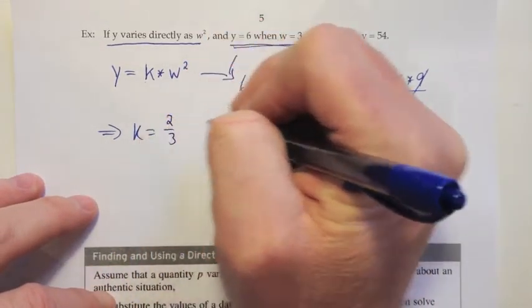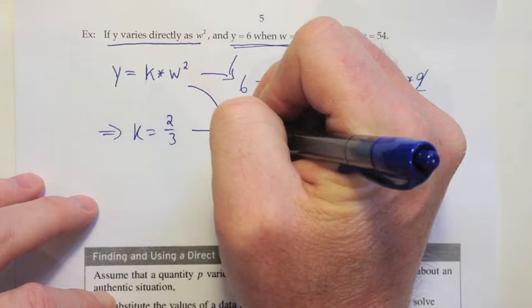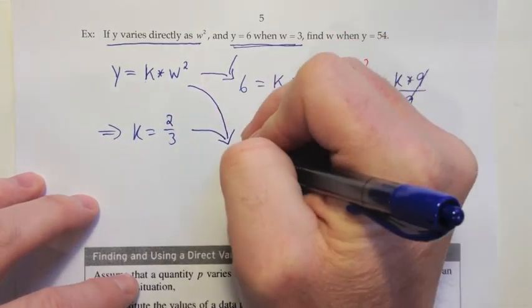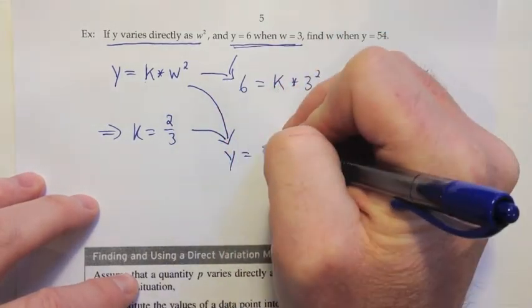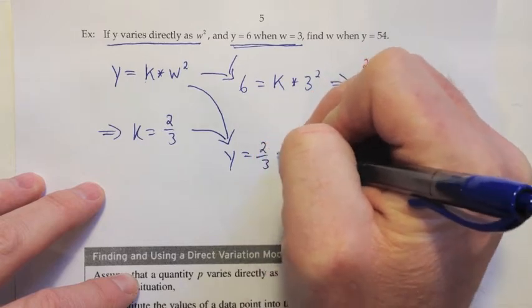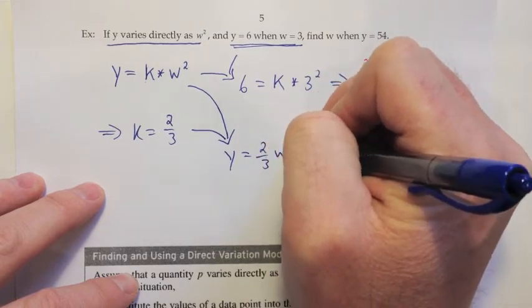And once you figure out your constant, now you can write that into your equation and say, okay, the equation of variation is y equals 2/3 times w squared.